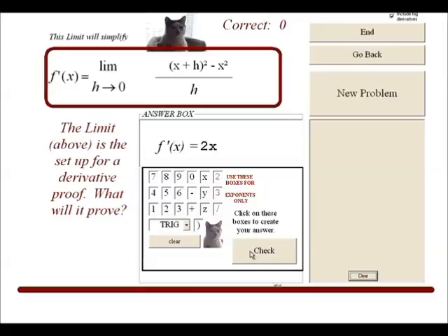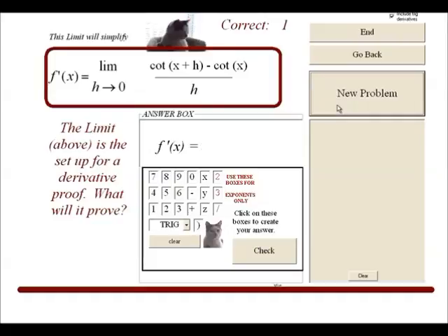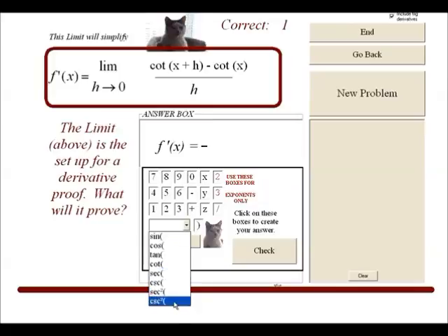This is a kind of question they can ask you on the AP test, so it's kind of a strange way to put this. If you see this, what would this prove? Cotangent of x plus h minus the cotangent of x. This is the setup to prove the derivative of the cotangent. What is the derivative of the cotangent? The answer to this problem is minus cosecant squared of x.